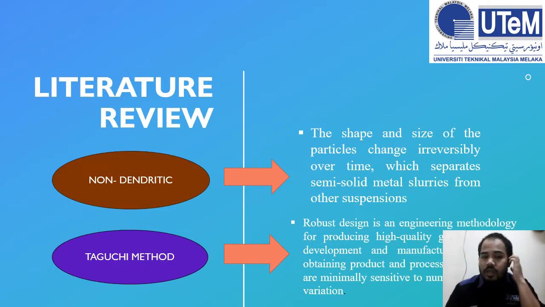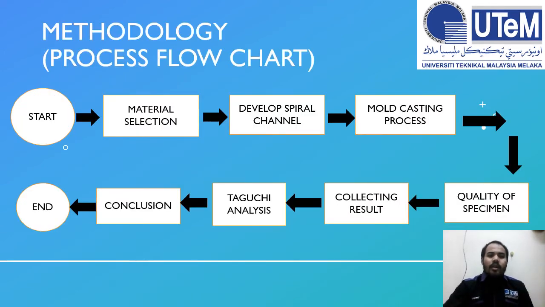Literature review. For non-dendritic microstructure, the shape and size of the particles change irreversibly over time, which separates semi-solid metal slurries from other suspensions. The Taguchi method, robust design, is an engineering methodology for producing high quality products in development and manufacturing. We use the Taguchi method to analyze and compare which parameter affects the result the most, through the mean graph, the signal-to-noise ratio, the standard deviation and so on.